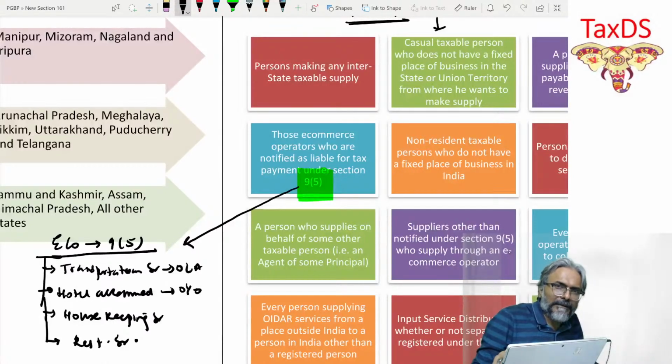So whether these categories of ECO are liable to get themselves registered? And the answer is, they are liable to get themselves registered.